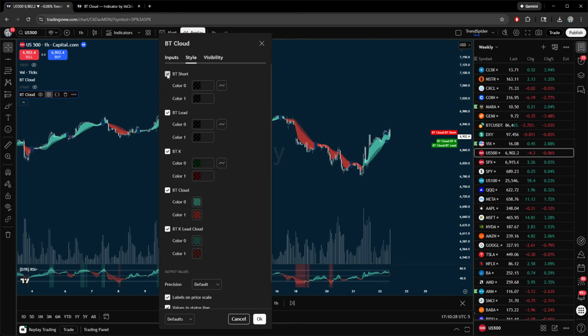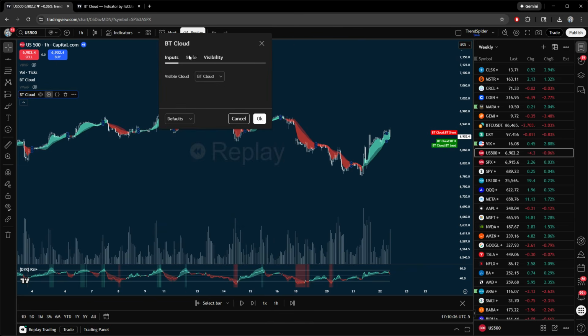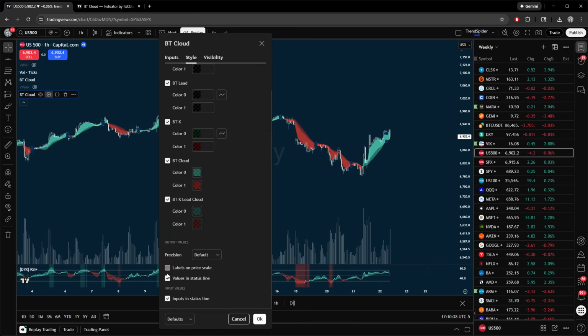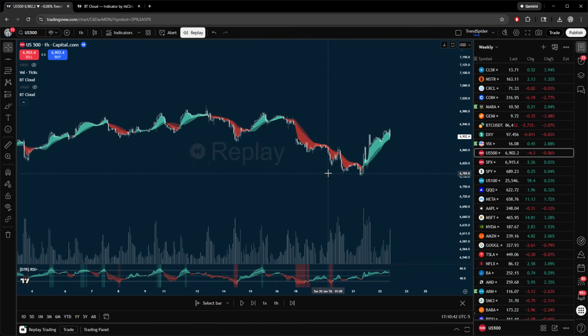The indicator has four main components: the BT short line, which is the fast moving trend line, the BT lead line, which is slower and determines cloud color, the BTK line for additional reference, and of course the cloud itself. The thickness and intensity of the cloud show trend strength. A thick, vibrant cloud means a strong trend. A thin, faded cloud means a weaker trend.